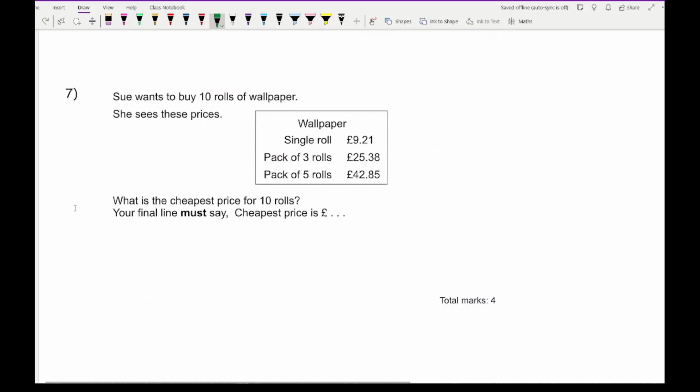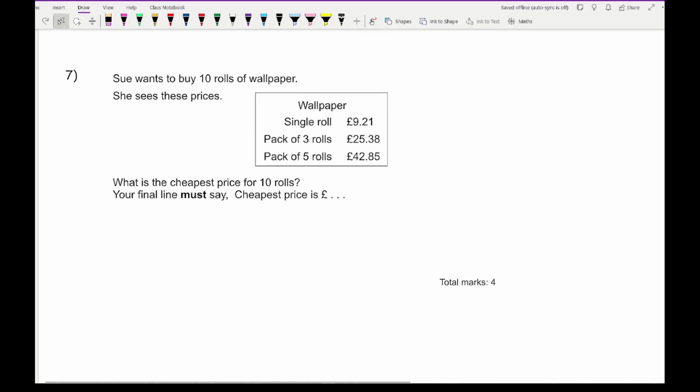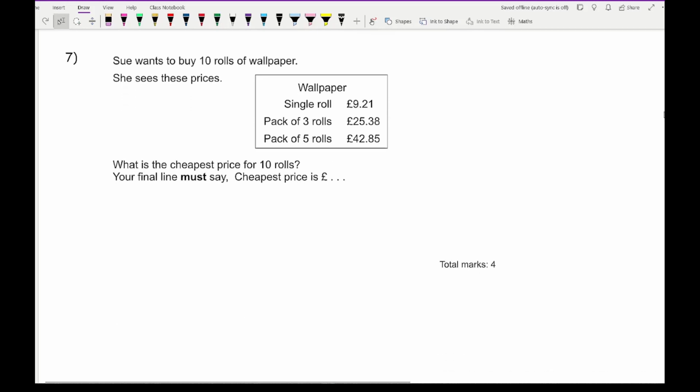Moving on to question 7, it says Sue wants to buy 10 rolls of wallpaper. She sees these prices. Which is the cheapest price for 10 rolls? So looking at this, then all I need to do is just work these out. So here, if we buy the single rolls, that's going to be 10 lots of £9.21, which is going to be £92 and 10 pence.